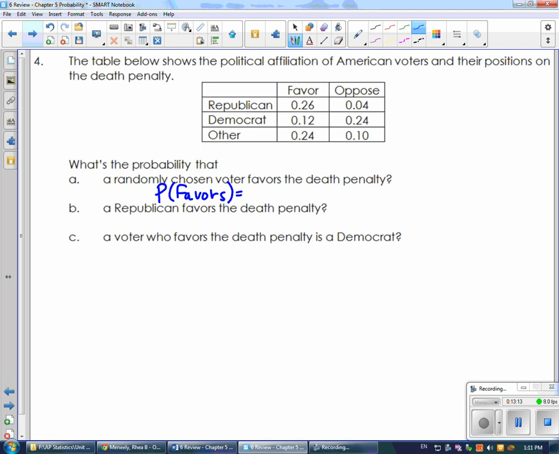Okay, this is just a general marginal probability. I'm not restricting it in any way. I simply need to find the total of the probability who favors, because it means that they could be Republican in favor, or Democrat in favor, or other in favor. And since it's an or statement, I can add all those probabilities together. And I believe that these all add up to, let's see, carry the 1, 3, 62%.